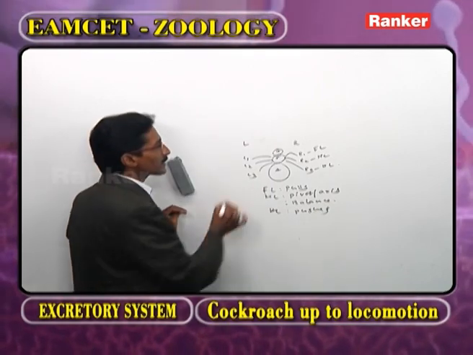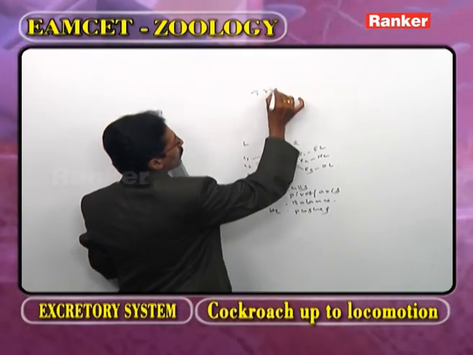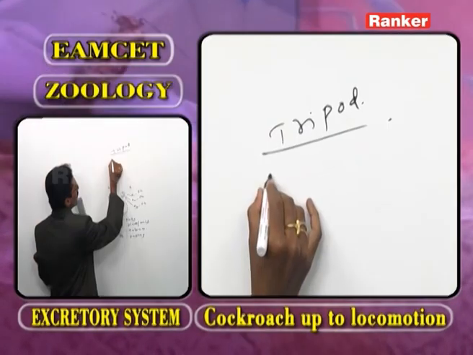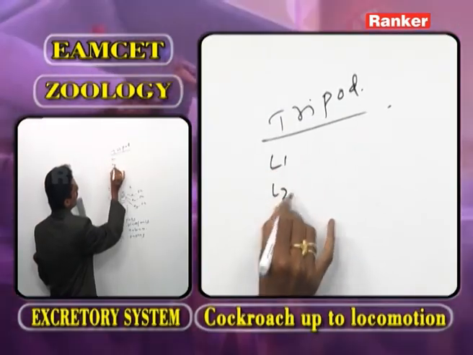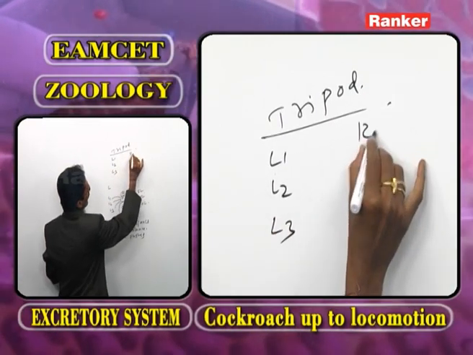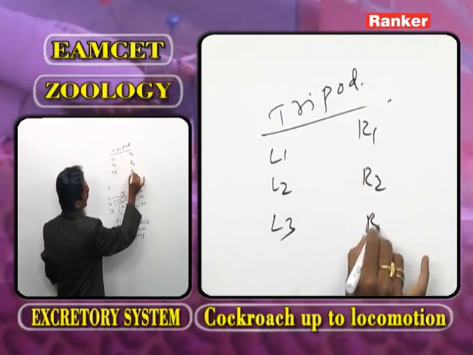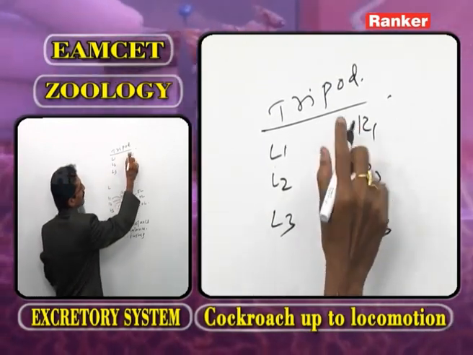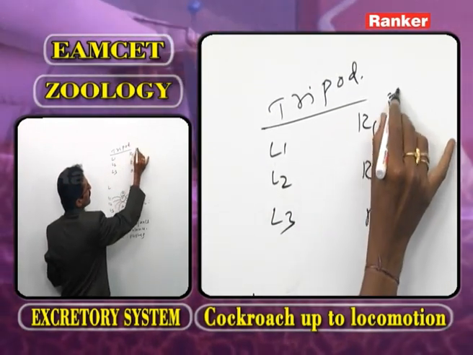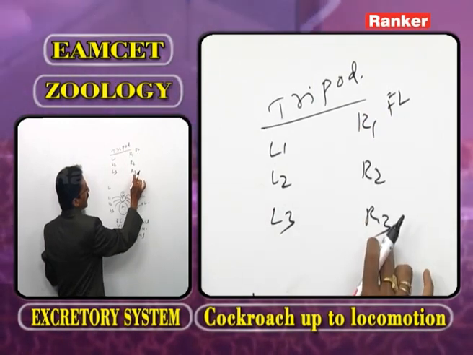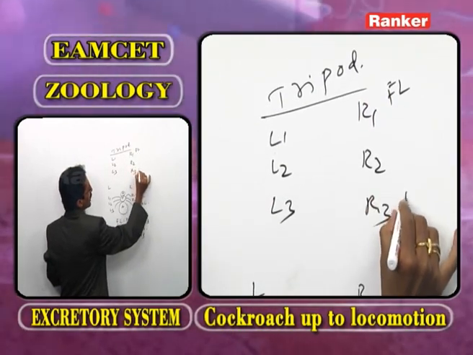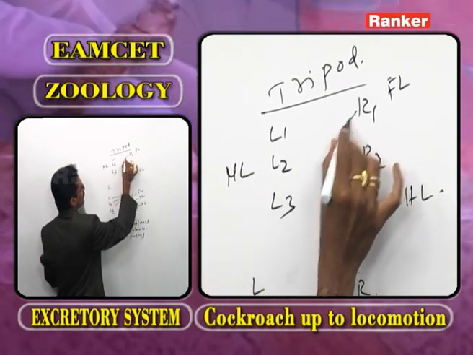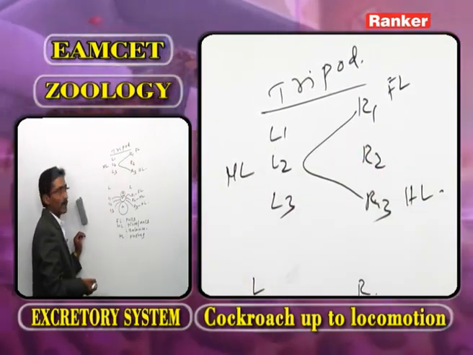Now what is meant by tripod? Again I am drawing this diagram: L1, L2, L3, R1, R2 and R3. What is meant by tripod? Fore leg of one side, hind leg of the same side and middle leg of the other side. Now this is one tripod.